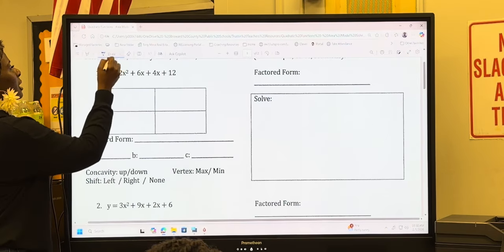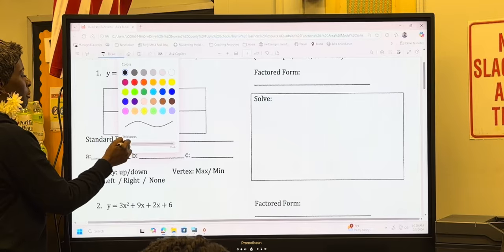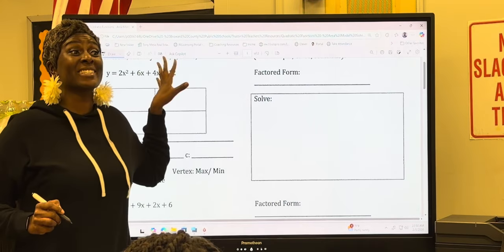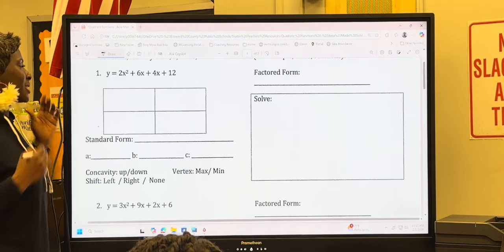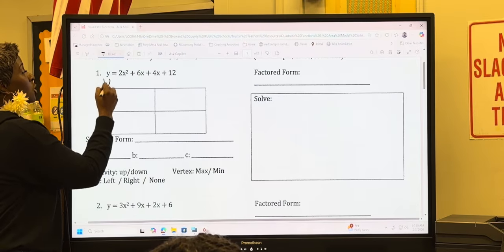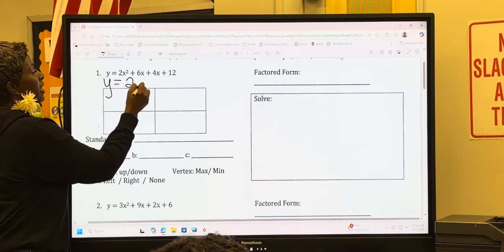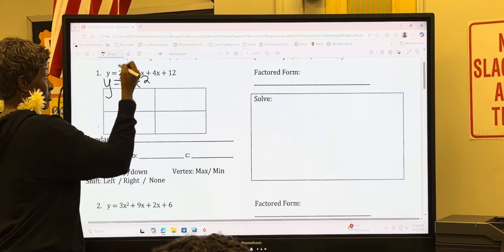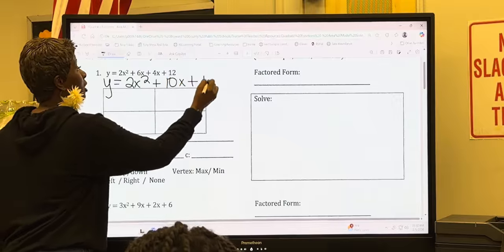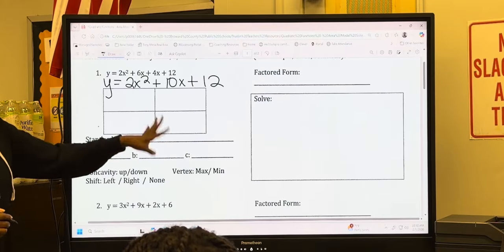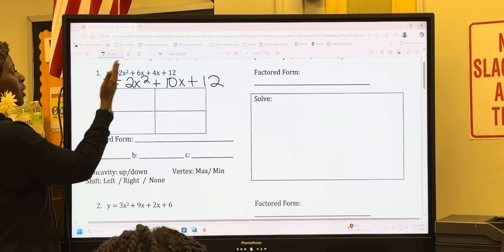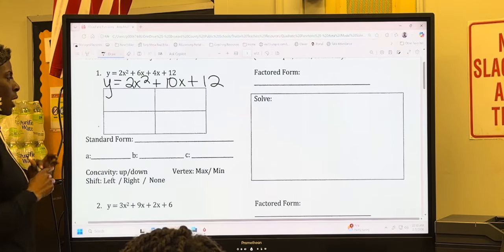Just oblige me real quick and tell me, what is this in standard form? Can I simplify this? Yes. Tell me what I would write. y equals 2x squared plus 10x plus 12. Now let's flip back over and start with this real quick. We've got y equals 2x squared plus 10x plus 12.